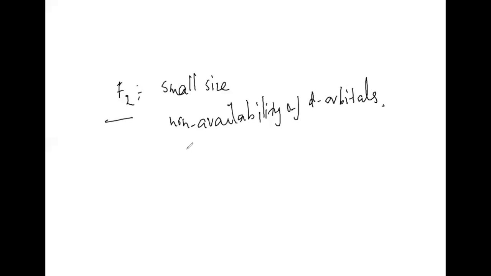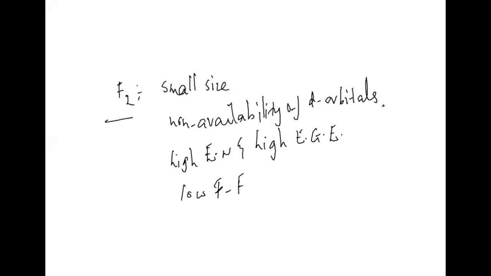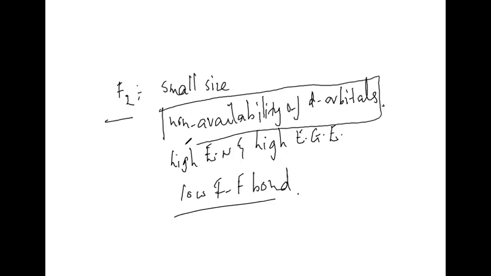At the same time, high ionization enthalpy, okay, high electronegativity as well as high electron gain enthalpy. But one important point you missed, that is low F-F bond dissociation enthalpy. For that reason, it is going to show entirely different behavior. The main reason we are going to consider is the non-availability of d orbitals. Is it clear? Right. Yes.